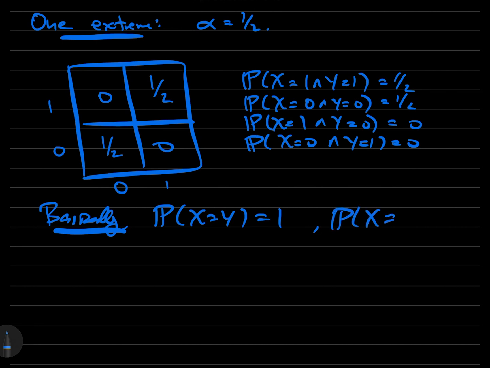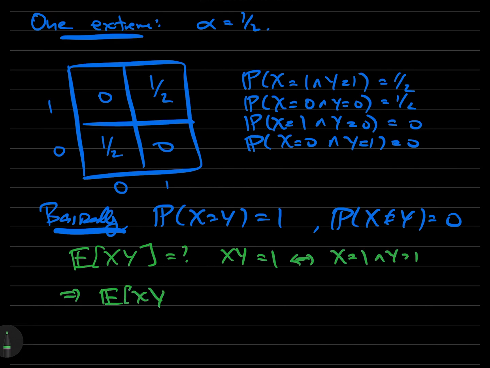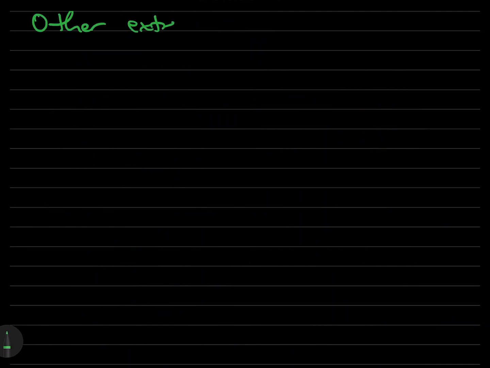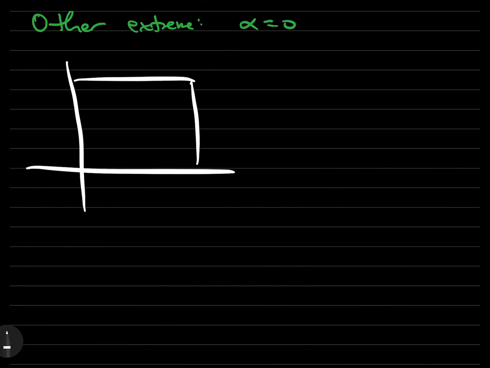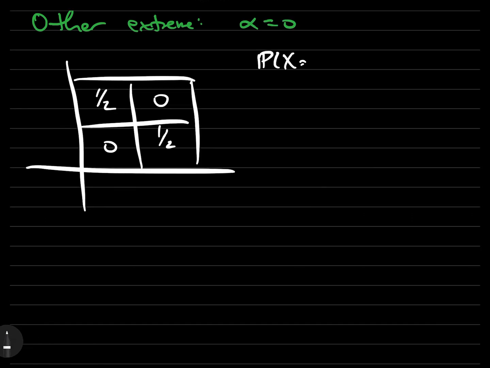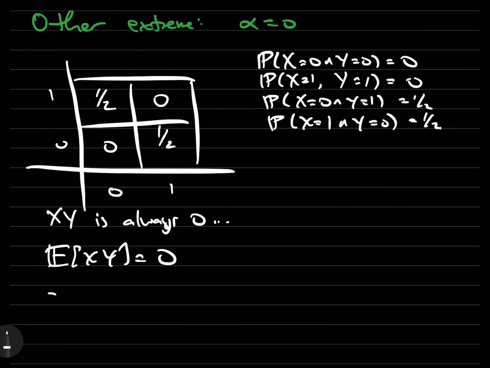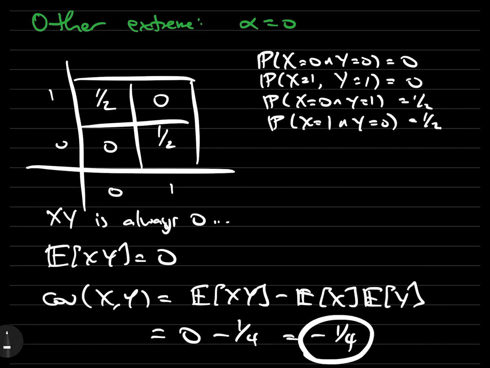In this case, we can compute the covariance. Notice that xy is 1 if and only if x equals 1 and y equals 1, so the expected value of xy is 1/2, and therefore the covariance of x and y is 1/4. Note that it is positive. The other extreme is if we let the probability that x and y are equal be 0, and the probability that they differ be 1/2 in each case. In this case, xy is always 0, because x and y can't both be 1, therefore the expected value of xy is 0, and therefore the covariance is -1/4. Note here that it's negative.